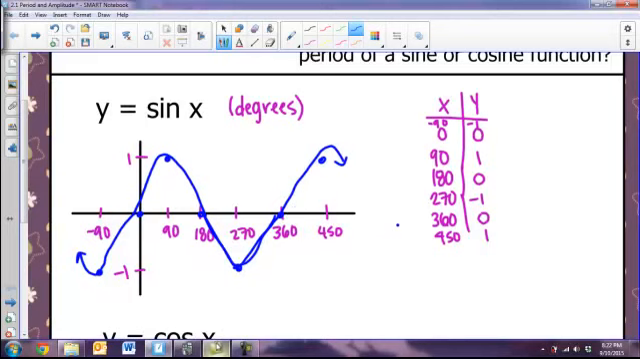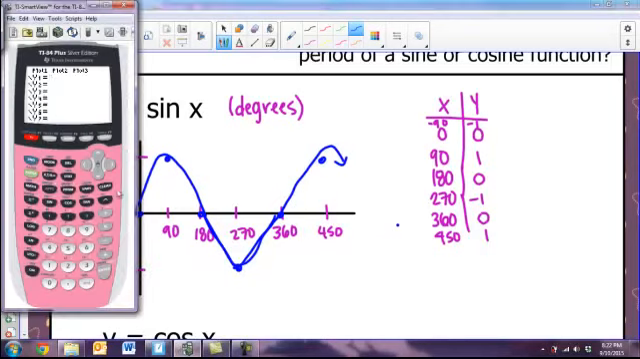If I quickly look at my calculator and type in the sine of x, and I'm in degrees mode, if I just graph it right here, it's going to look kind of funky. If I go into my window and change it to the values that I was looking at, negative 90 to 450, I could change my x scale to be 90 so that it looks a little more like what I have. I'm going to make my y min negative 1 and my y max 1, and hit graph. You notice that's exactly what we graphed.